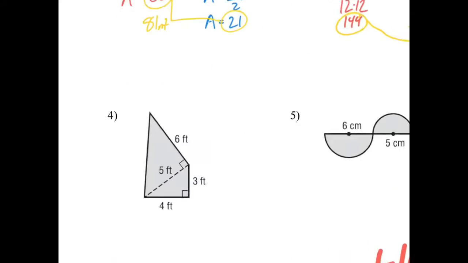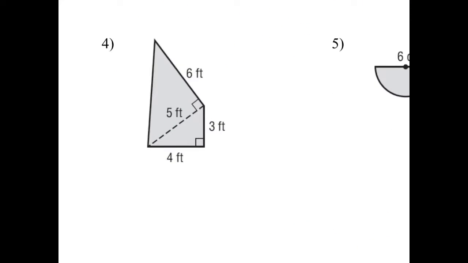Over to number 4. So again, here we have two of the same shape, but we're still going to treat them as two different shapes. We have a triangle here, so our area will be base times height divided by 2. And here we have another triangle. So again, our formula will be area equals base times height divided by 2.